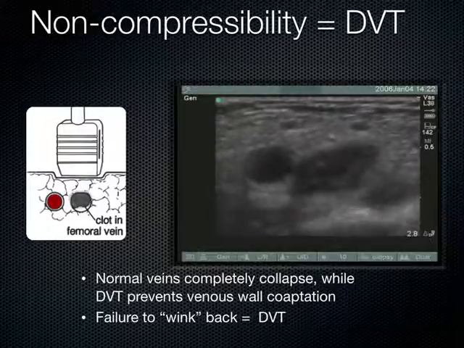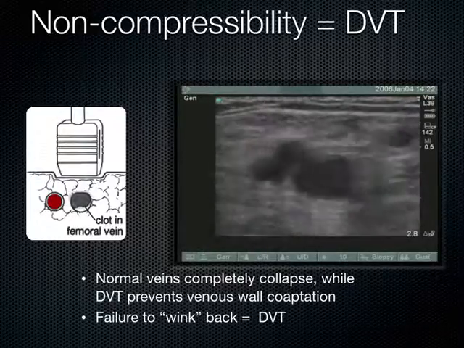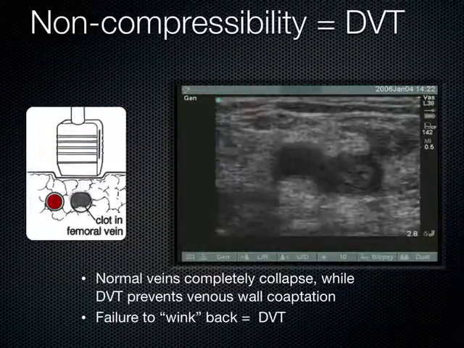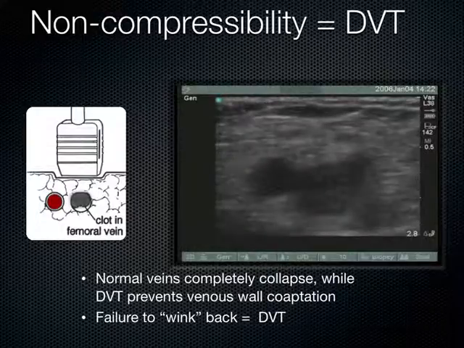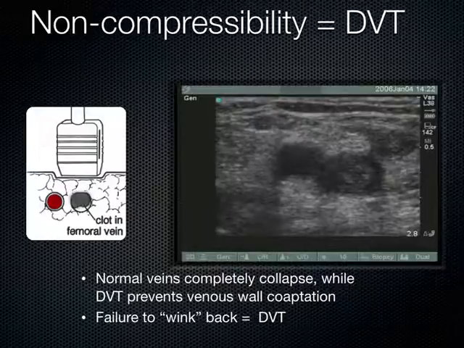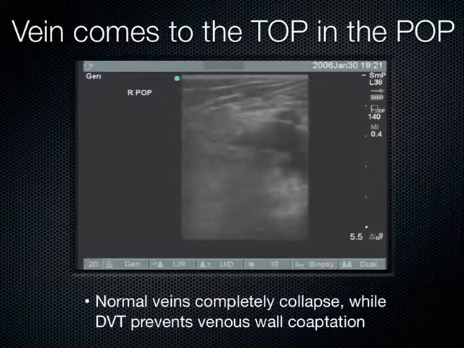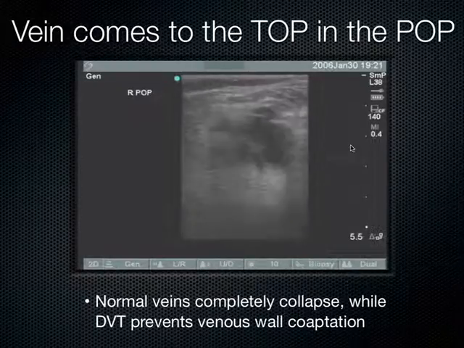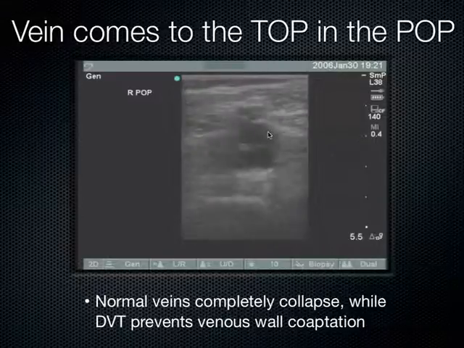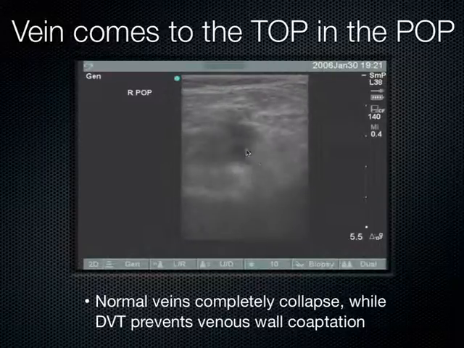Capture that on video and show somebody without having to keep compressing it, because the more you compress these clots, the more likelihood of dislodging a DVT and becoming a pulmonary embolism, which is not a good thing, obviously. Here we are in the popliteal fossa now. Remember, the vein comes to the top in the pop. We see it nicely compressible. This is the artery down here.